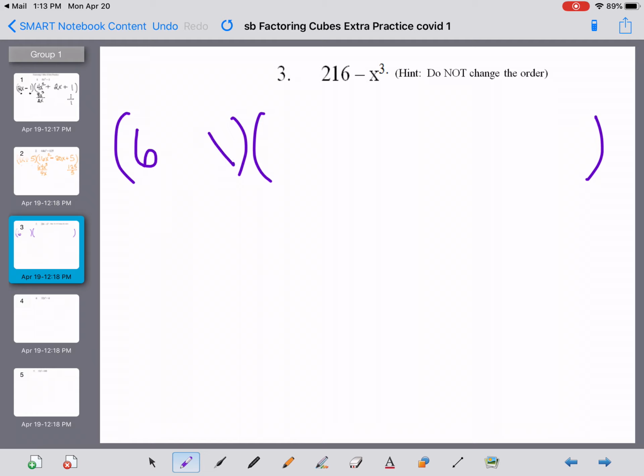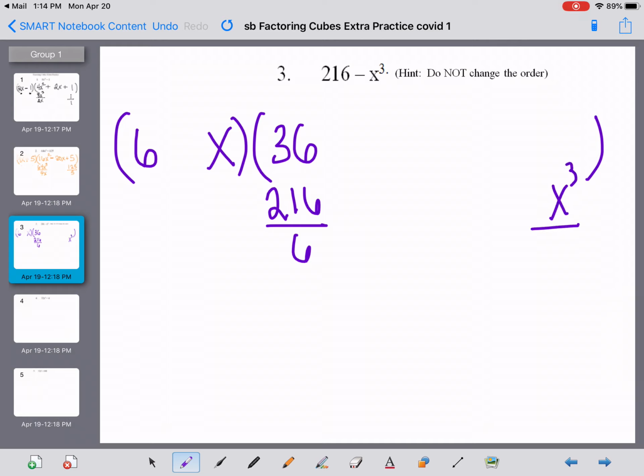The cube root of x cubed is x. To figure out the rest, we're going to take 216 divided by 6, which I believe is 36. We're going to take x cubed divided by x, and we get x squared. And the last part, we're going to take 6 times x, which is 6x. And once we've done all of that, we're going to put in the signs. Same sign. So the sign that we were given, we were subtracting. Opposite sign, so we're going to add, and then always positive.